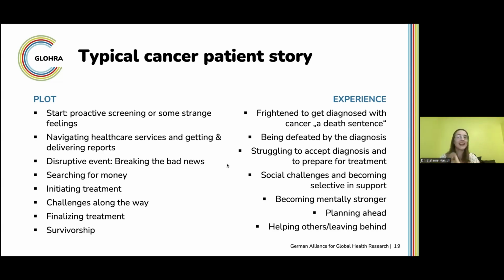Social challenges are named in a variety of different ways, and many then started to be very selective in whom they relate to and whom not to receive the support they needed. However, along that time, because we talked with cancer survivors, many of them became actually mentally stronger, and they planned ahead and moved to a stage where they helped others in order to leave something behind, so that their disease was not in vain. Now they can help someone else. This gives them a new purpose and meaning.